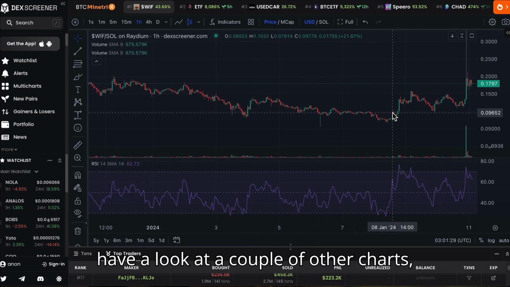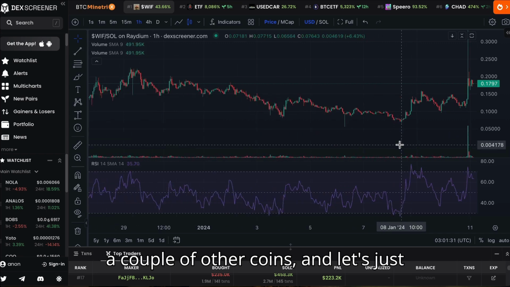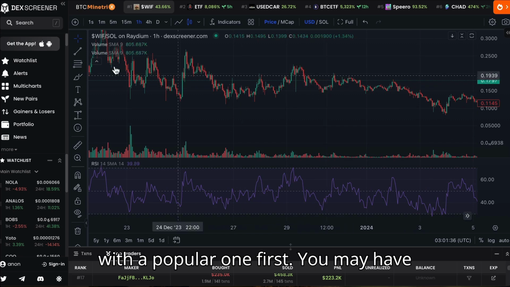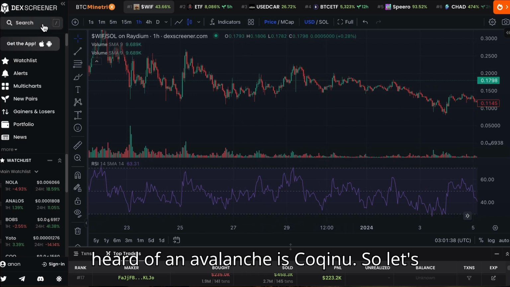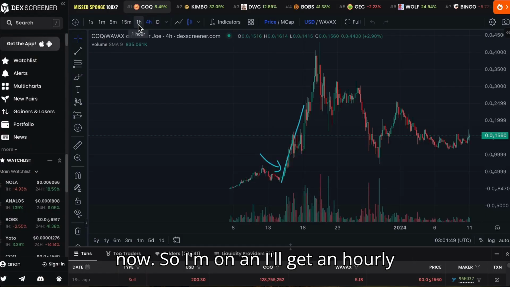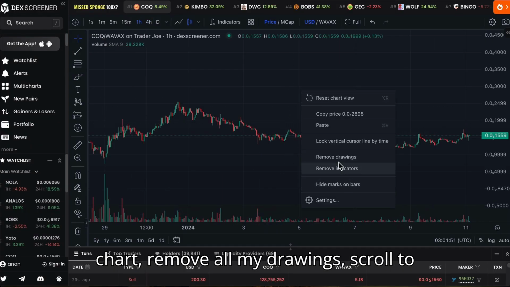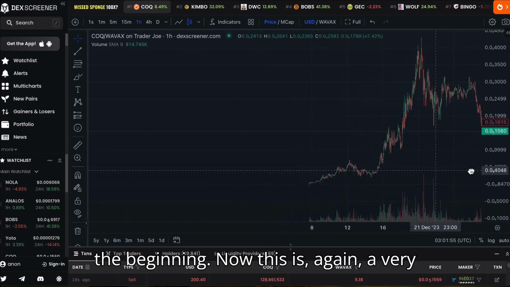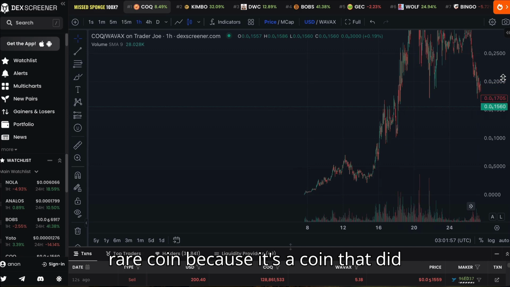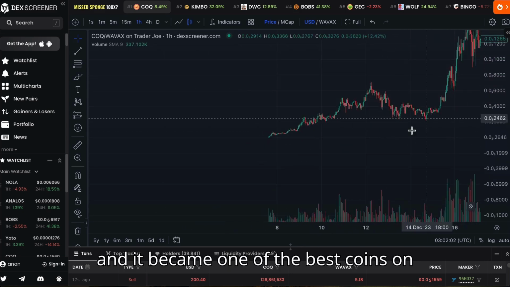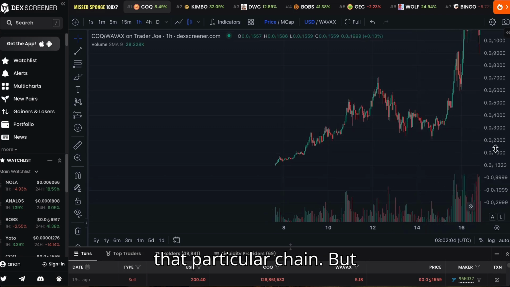Let's have a look at a couple of other charts, a couple of other coins, and let's just see how they've moved. So we'll start with a popular one first. You may have heard of, on Avalanche, Cock Inu. So let's type that one in here. Same thing now. I'll get on an hourly chart, remove all my drawings, scroll to the beginning. Now this is, again, a very rare coin because it did way more than anybody thought it would do, and it became one of the best coins on that particular chain.